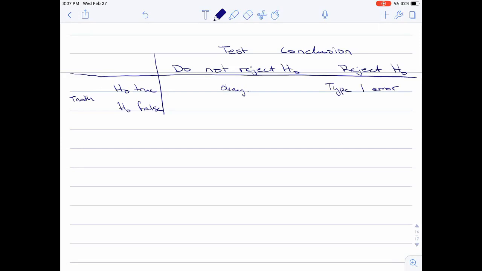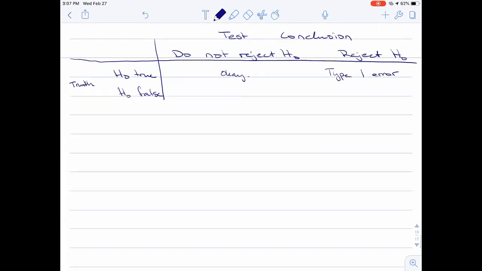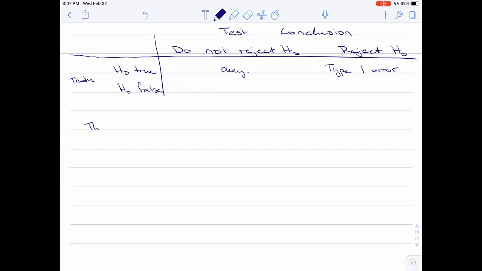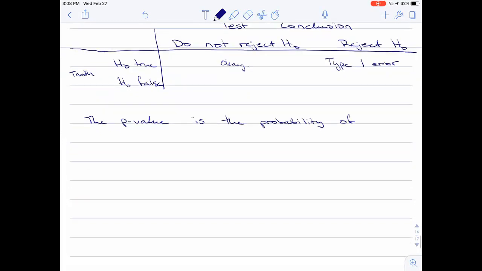The type 1 error, or the probability of a type 1 error, is the p-value, right? The p-value is the probability that the null hypothesis is true, right? If you think of it that way. So then the type 1 error happens with a probability of the p-value, right? So you did reject H0, but there's a chance that you were wrong, right? So I'll just write that down below here. The p-value is the probability of making a type 1 error.